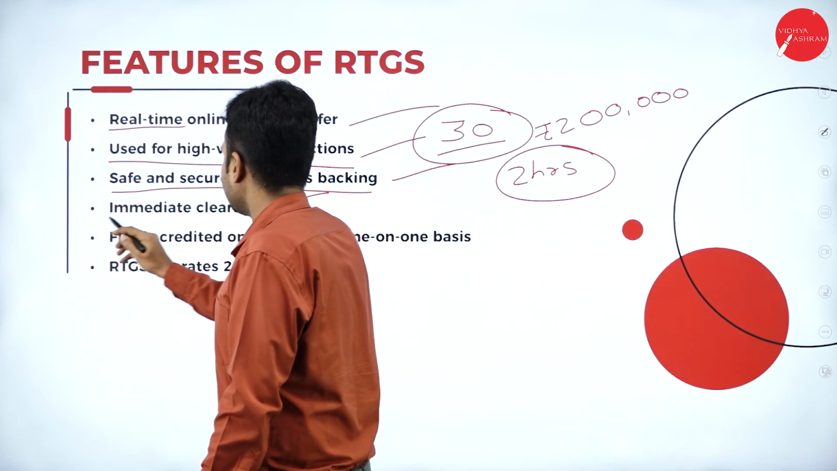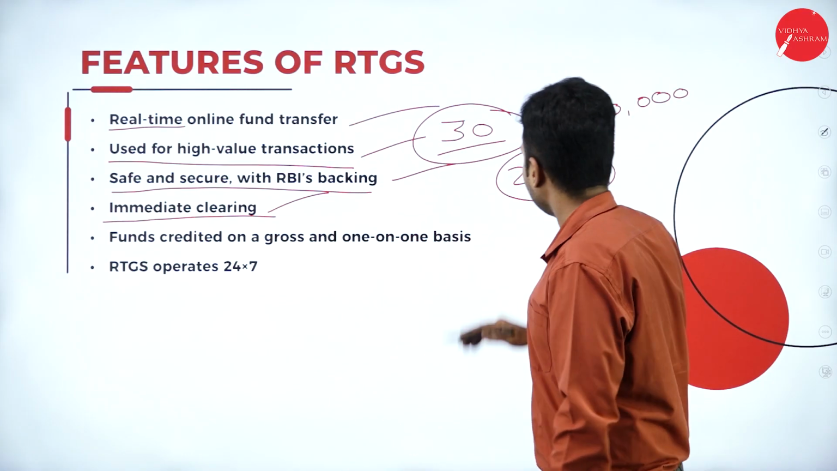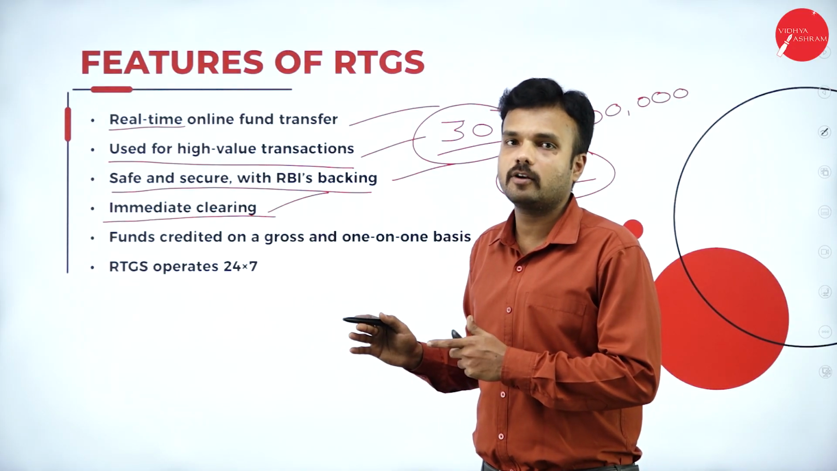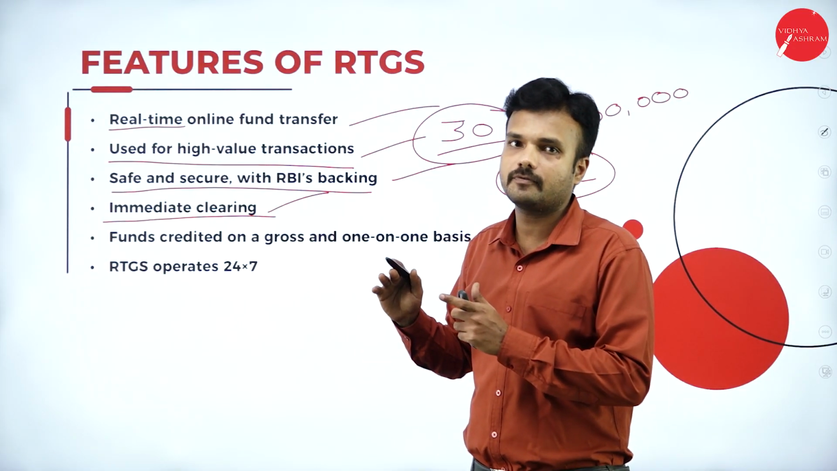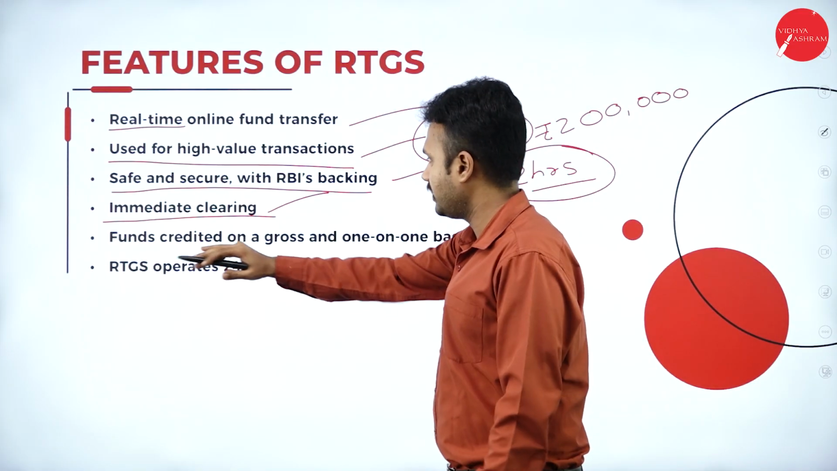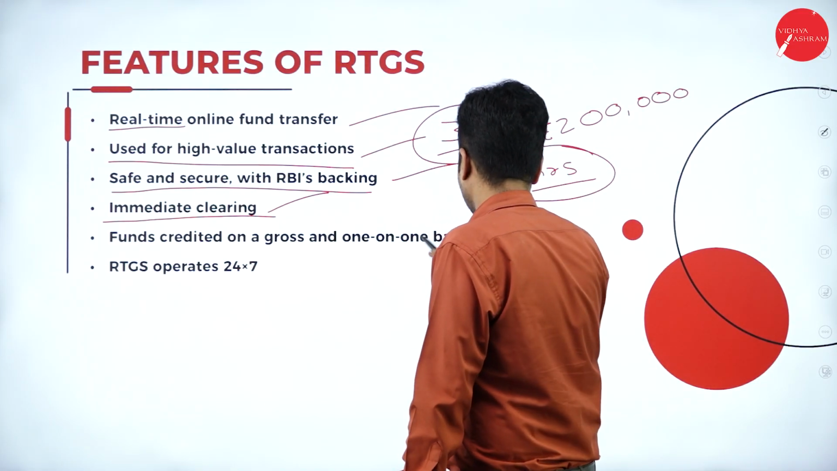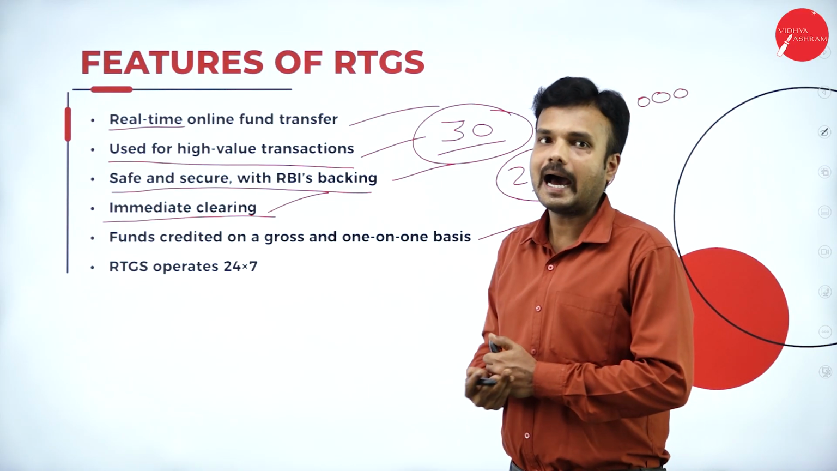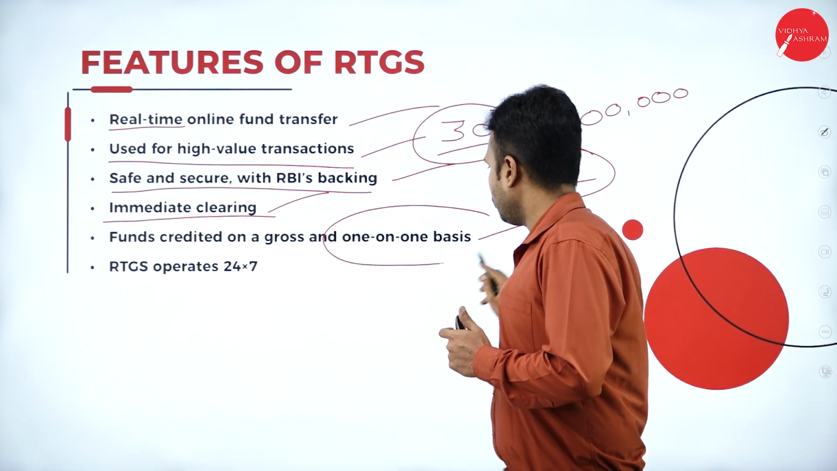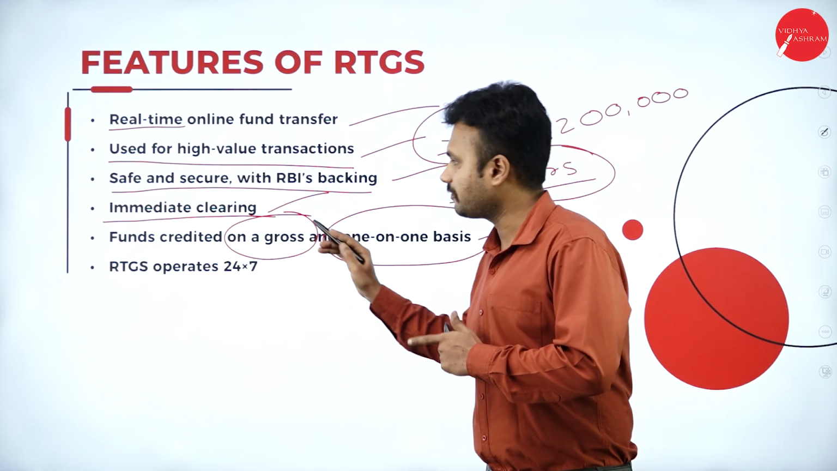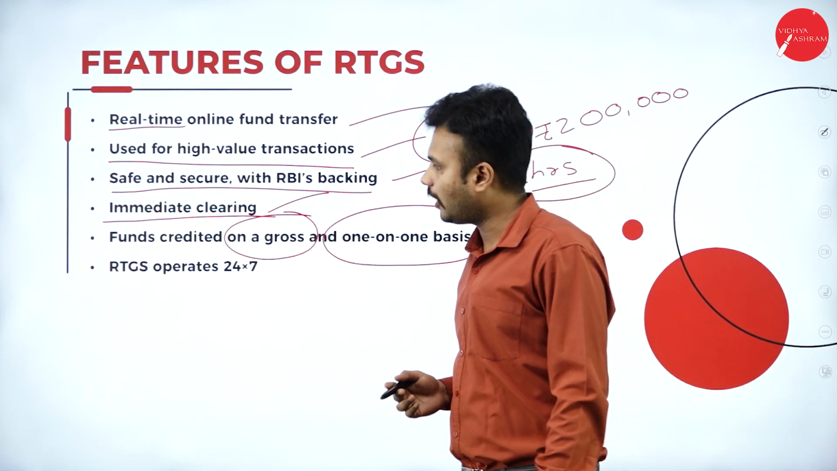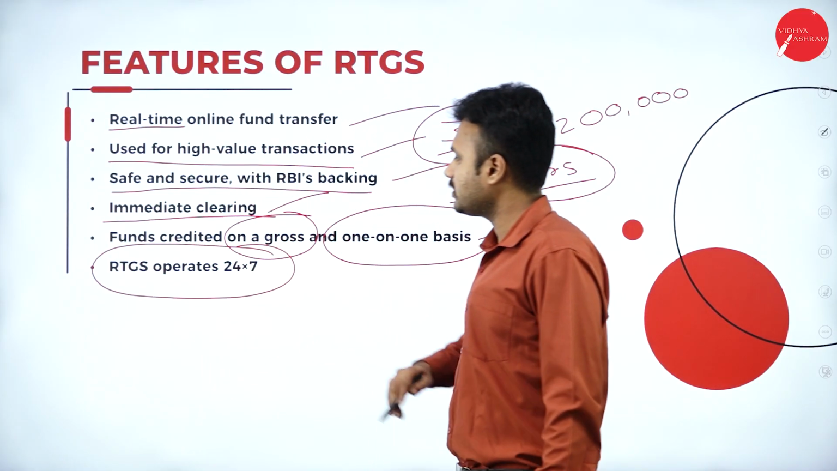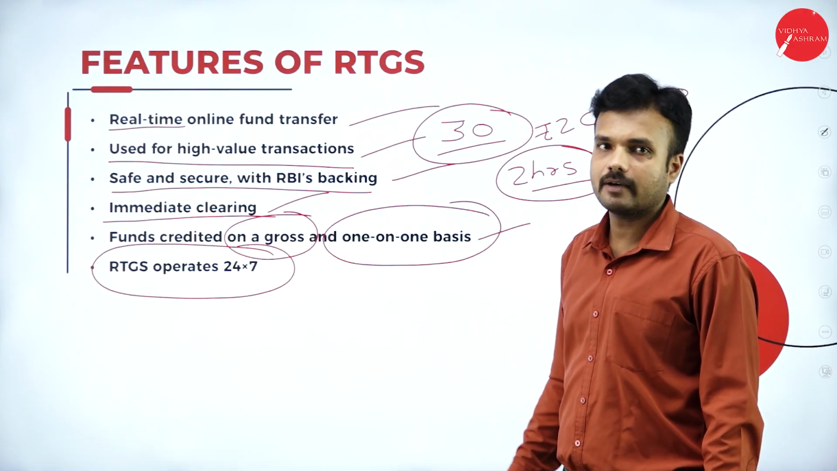Immediate clearing means clearing is going to happen within 2 hours, right? So in terms of RTGS, the clearance happens immediately. It may take a maximum of 2 hours and a minimum of 30 minutes. Funds credited on a gross or one-on-one basis. Means funds under RTGS may be credited on a one-on-one basis or a gross basis. Two kinds of transaction happen in terms of RTGS. RTGS operates 24/7. There is 24/7 accessibility for the customers of the RTGS system.